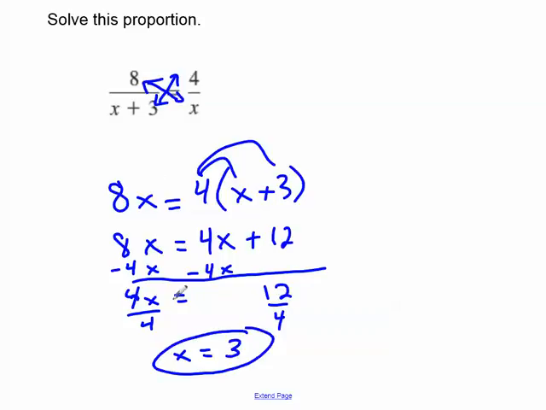Go back and double check. 8 over 3 plus 3 is 8 over 6 on the left side. On the right side, 4 over 3. Are they equal? We can reduce the left side, 8 over 6, divide each one by 2. 4 over 3 is the same as 4 over 3. Checks out. There's our answer. Checks out.